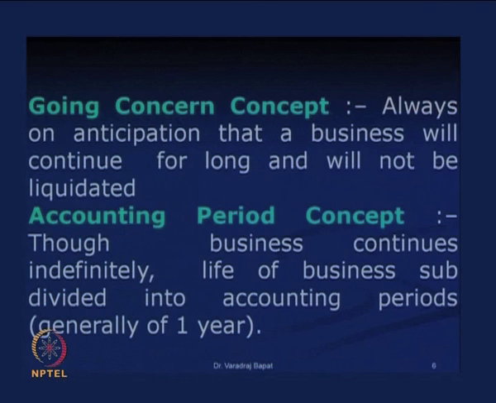The next concept is known as the accounting period concept. Though the life of the business is unlimited, it is divided into parts which are known as accounting periods. Generally, an accounting period is one year. Are you aware what the accounting periods are in various countries? Let us say, in India, when do the companies close their accounts? Typically, companies close their accounts on 31st March. So, from 1st April to 31st March is the standard accounting period in India.